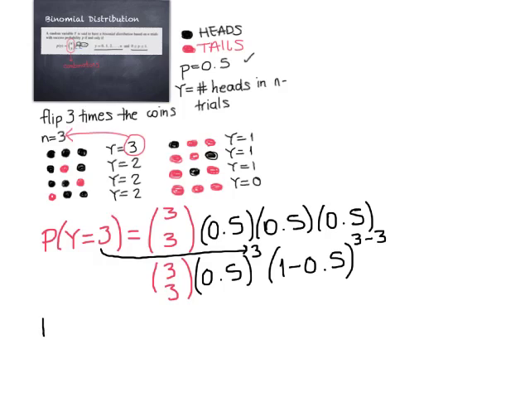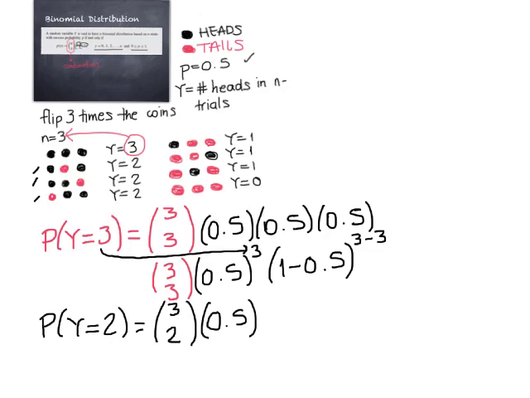So for example, for y equals 2, the formula would say 3, that is the number of trials, then how many successes you want. So here you are going to count the 3 possible options that you have here. Then this is 0.5, how many successes you want, just 2.